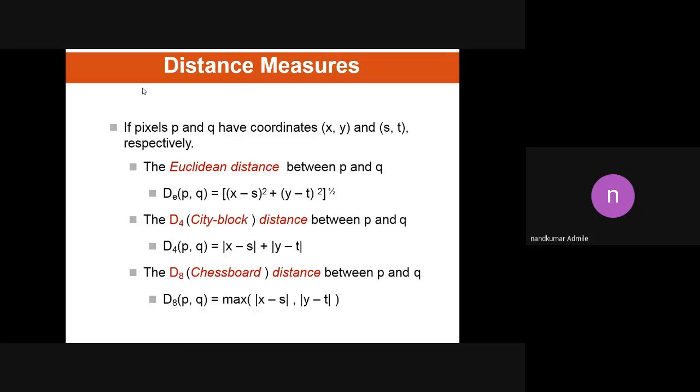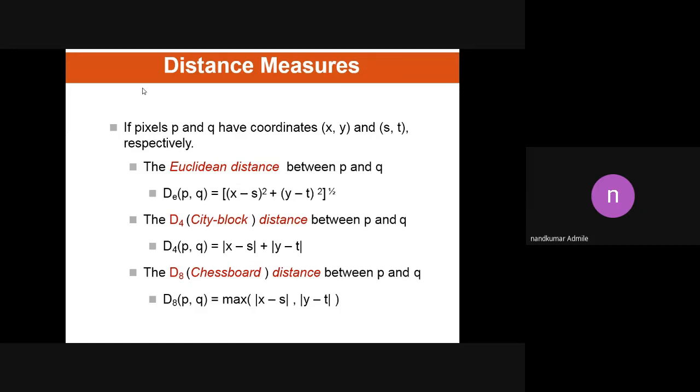Okay, so keep in mind, we have to remember these three formulas. What is the formula for Euclidean distance? What is the city block distance? And what is the chessboard distance?